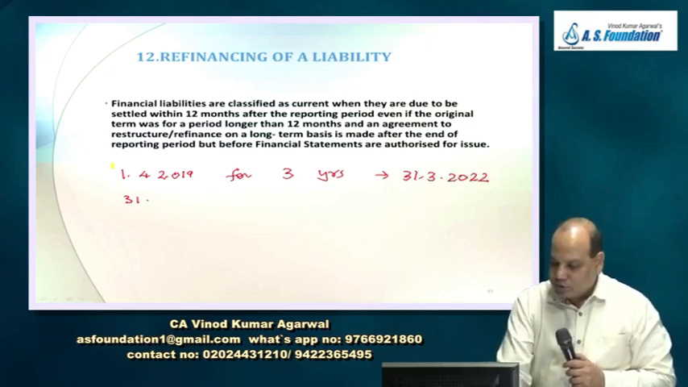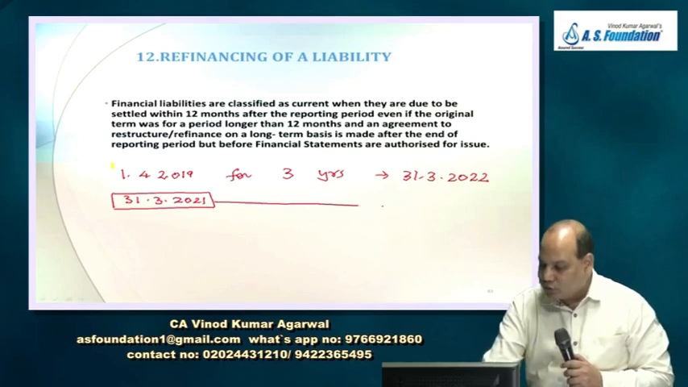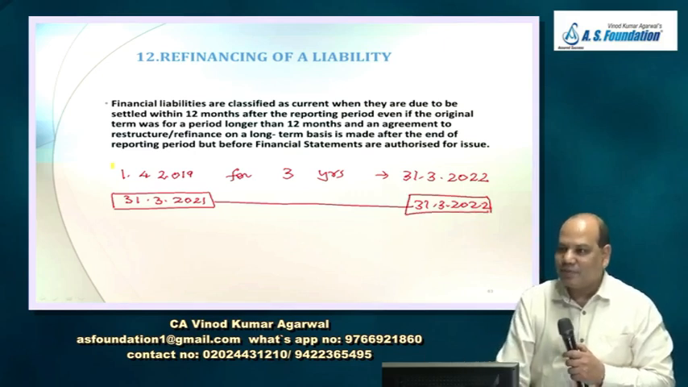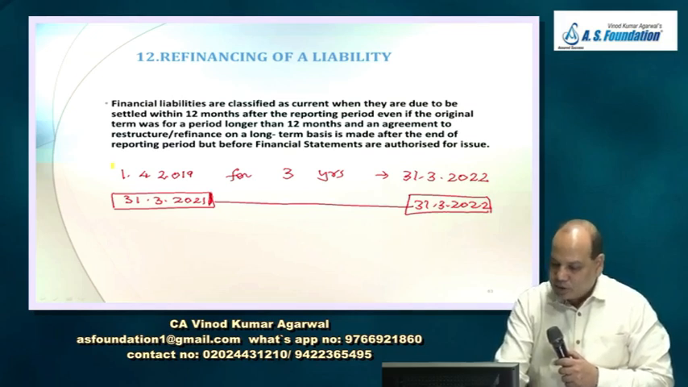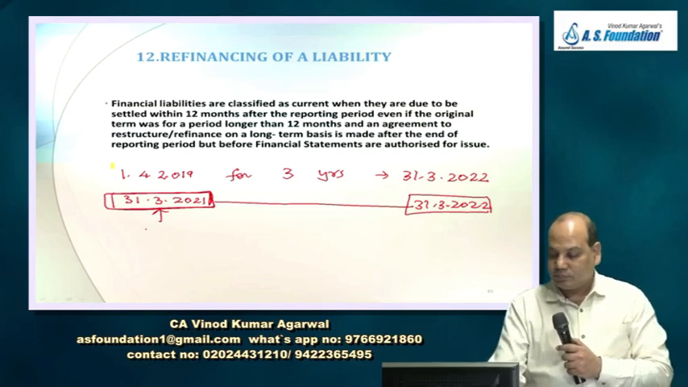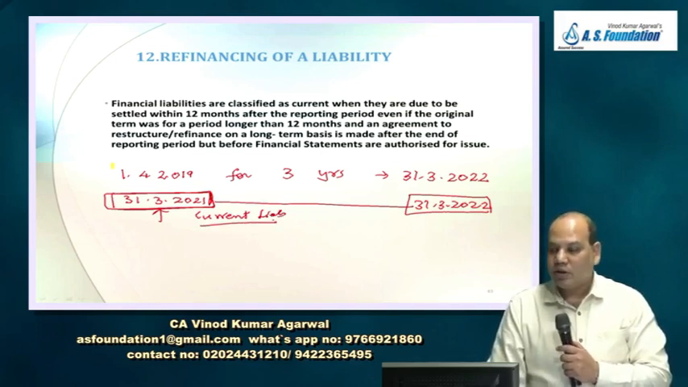Now suppose we are preparing the financial statement for the year ended 31st March 2021 and this loan is getting due on 31st March 2022 and the entity does not have an unconditional right to defer the payment. What would be the classification of this liability on this date? So it will become a current liability now. Now the same loan you will shift from non-current liability and write it under the head current liabilities.